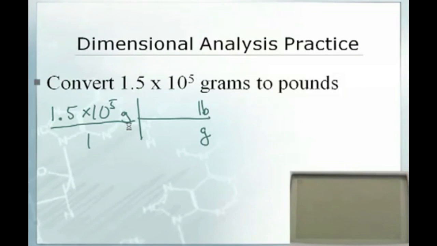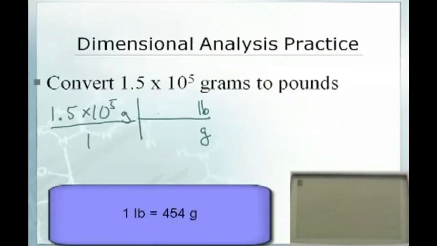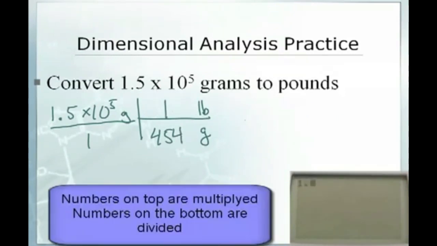Now I'm going to go back to my chart here. Grams to pounds. Here it is right here. 1 pound is 454 grams. A gram weighs just a tiny amount. I always think of a gram as a paperclip.